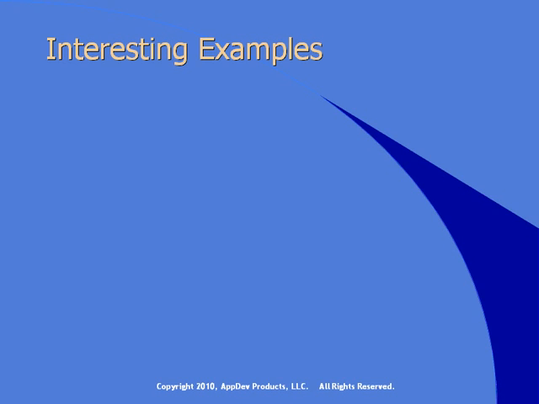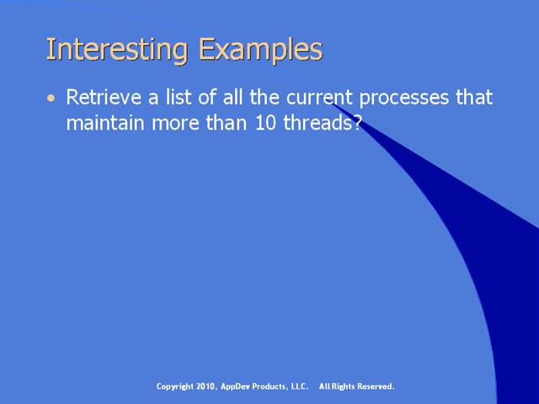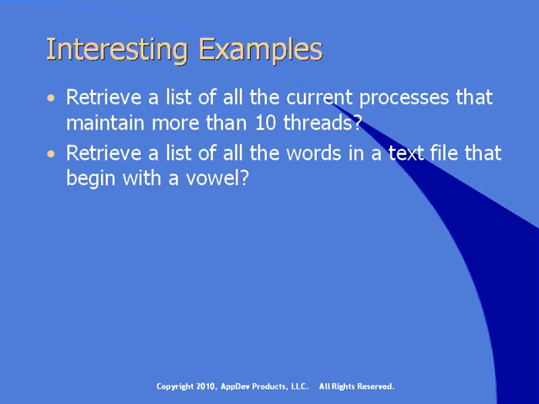Before we leave the basics of working with LINQ and move on to working with data from a database, I'd like to look at some interesting examples that show off how you can use LINQ in ways that you might not think possible or you may never have considered before. Say you want to retrieve a list of all of the current processes on your computer that are maintaining more than 10 threads. Let's say you want to retrieve a list of all the words in a text file that begin with a vowel. I don't know, these are the kinds of things that programming sometimes needs to have solved.